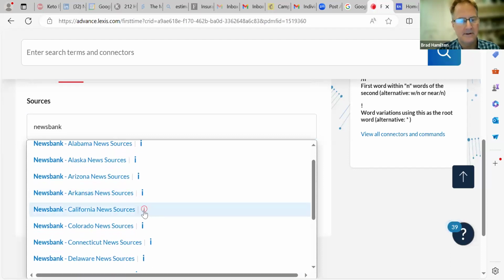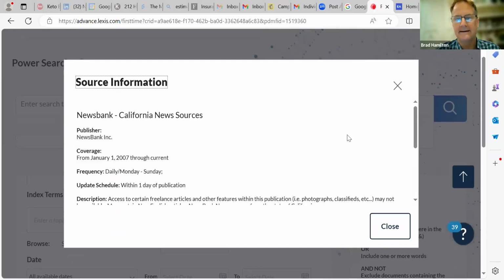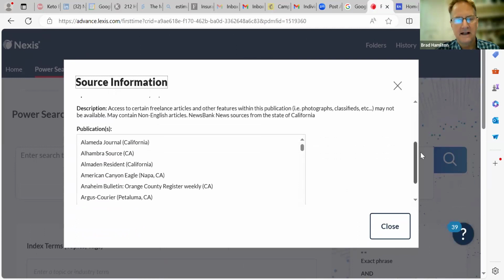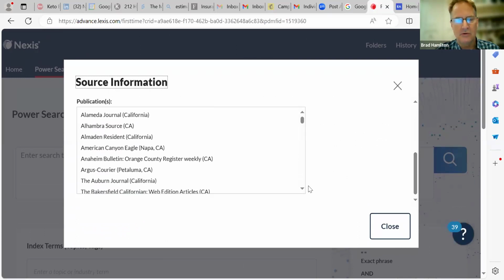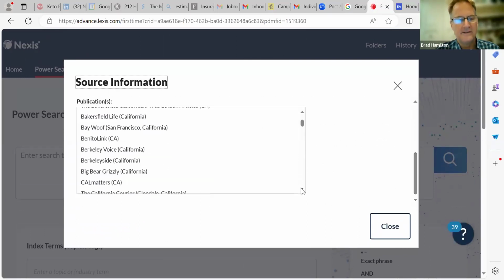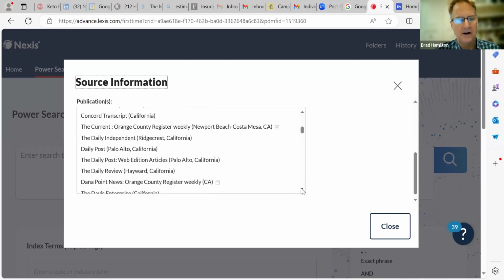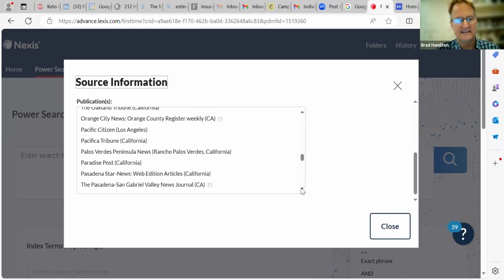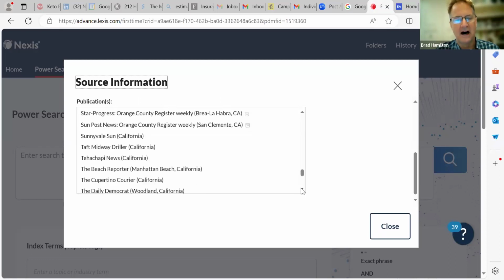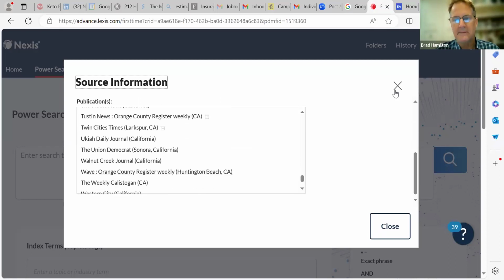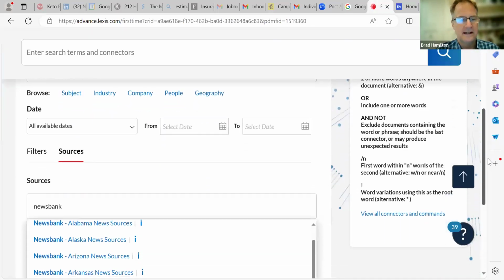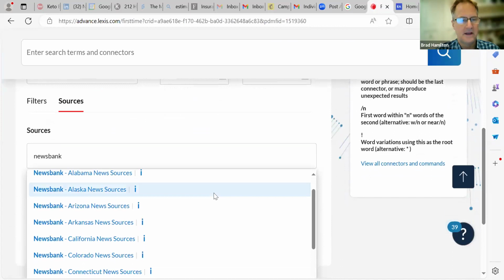Let's just give you an example here. California news sources. Let's take a look at that. Okay, what are these? Well, okay, there's a lot of them. Let's sort of scroll through them. Look at all of these different local newspapers across the state of California. I don't know, how many are there? 50, 60, 70? I don't know. There's a ton of them. So when you're tapping into this, you are really researching these local sources. And I find that that's super valuable.